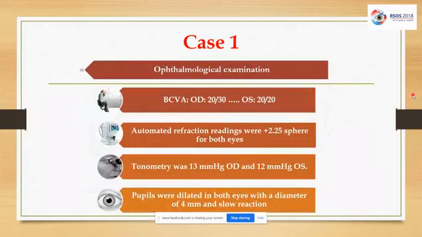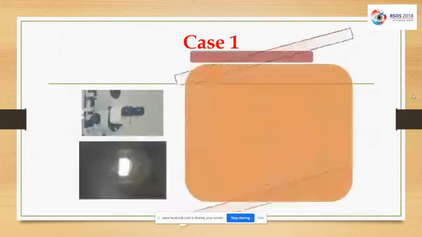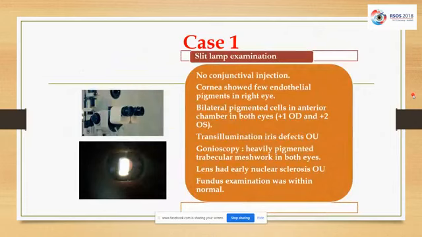On examination, the vision in the right eye was 20/30 and the left eye was 20/20. The refraction showed low-grade hypermetropia, the pressure was normal in both eyes, and the pupils were dilated in both eyes, with a diameter of 4 millimeters and slow reaction. The slit lamp examination showed no conjunctival injection. The cornea showed few endothelial pigments in the right eye. There were pigmented cells in the anterior chamber in both eyes, +1 in the right eye and +2 in the left eye, and transillumination iris defects in both eyes.